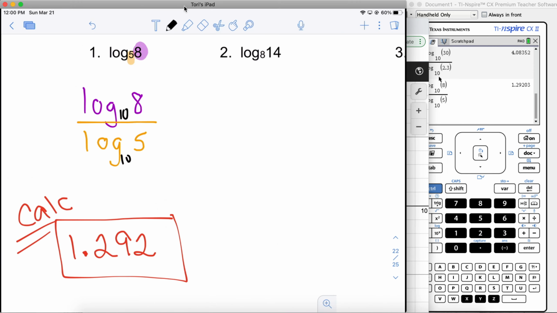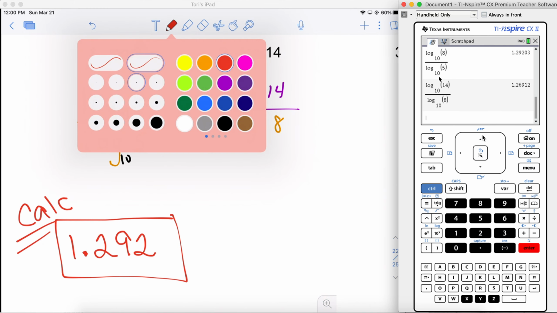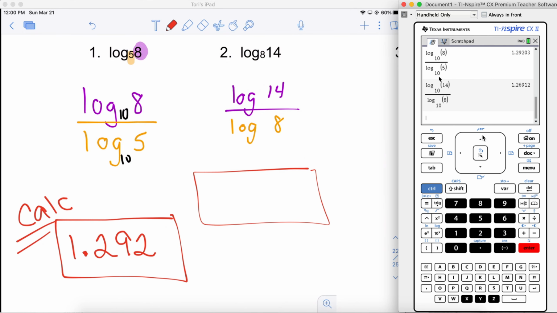Okay, these should go really quick. So whatever I'm taking the log of goes on top. So in this case, I would do log of 14 over whatever my base was goes in the basement, log of 8. Type that in the calculator. I'm going to use the Inspire for these. Copy paste it. Top one's going to be a 14. Bottom one's going to be an 8. There's my answer. So our answer is 1.269.